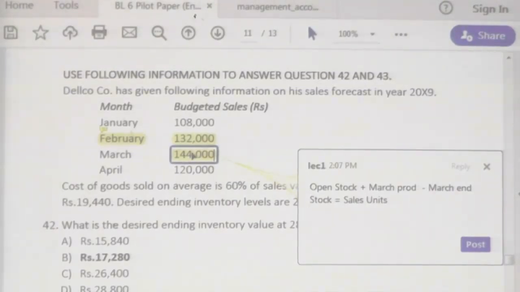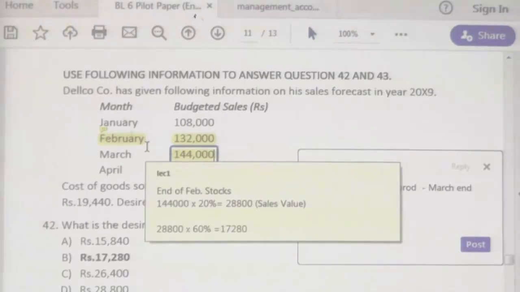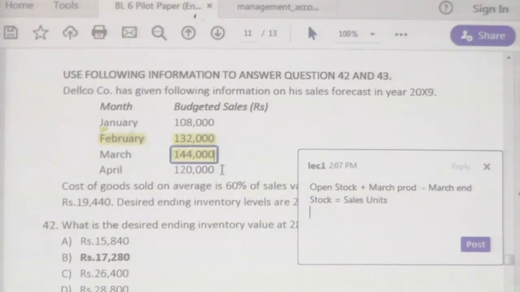Sales revenue is 144,000 for March. Selling price they mention, assume as 200 rupees. If the selling price is 200 rupees, clear? If the selling price is 200 rupees, the quantity sold in March, the sales units, will be 720. Let's check it again.